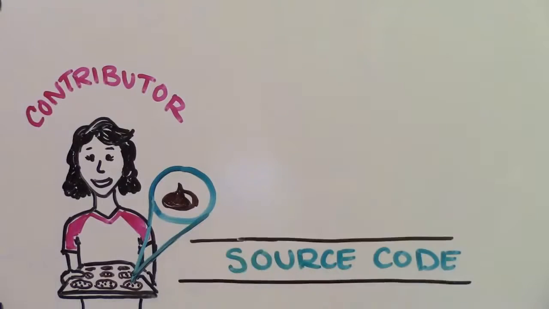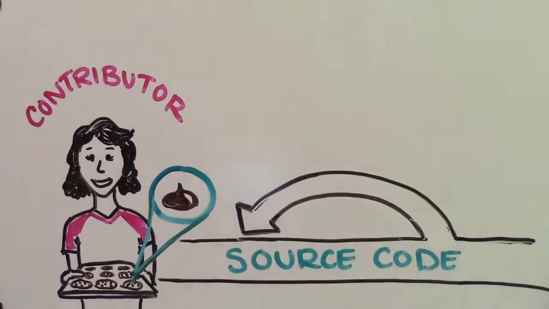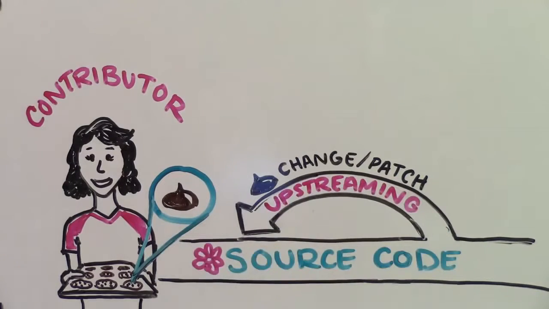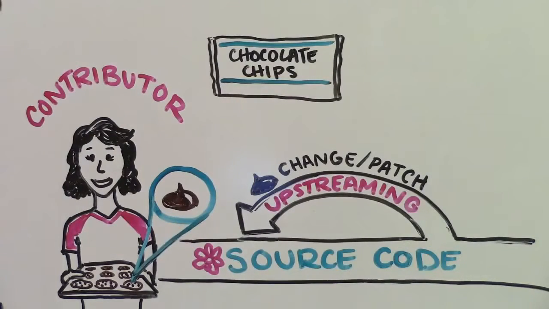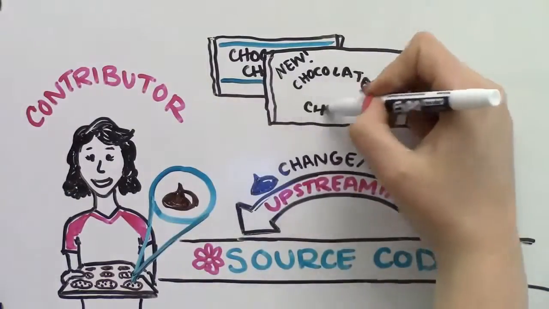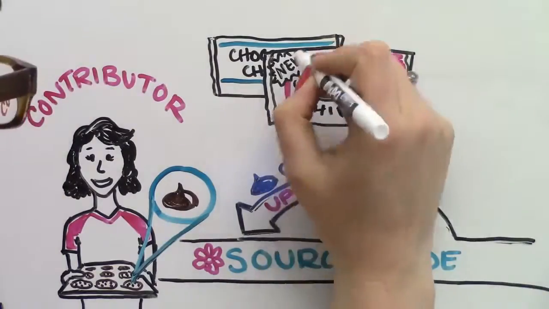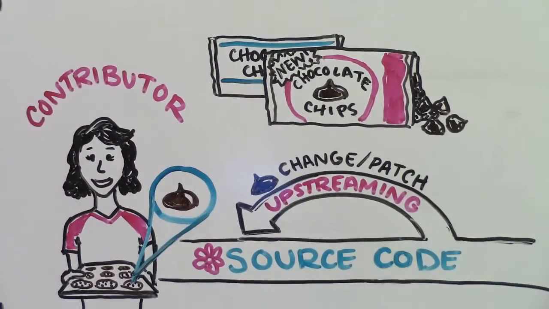In open source software development, this process of incorporating a change or patch into the original code is called upstreaming because it's flowing back to the original source. If the original brand of chocolate chips becomes unavailable, Grandma May is responsible for updating the upstream chocolate chip patch with a new brand because she accepted the patch.